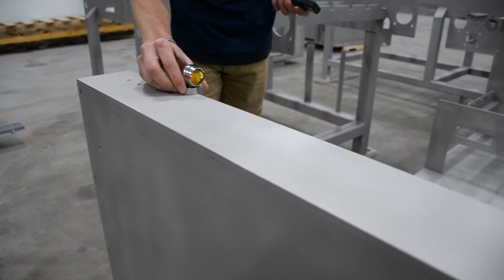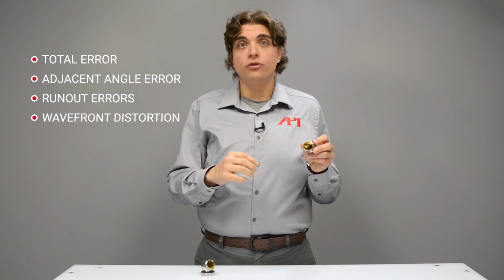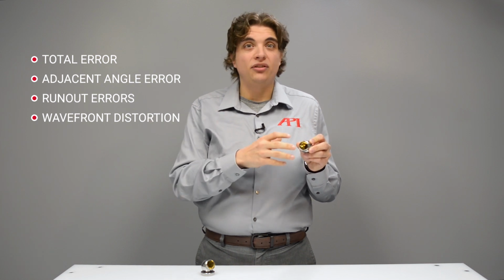The corner cube reflector can also be damaged through routine use. Over time, the adhesive that holds the three pieces of glass together can degrade. While this can lead to the retroreflector becoming dislodged from the sphere, the bigger concern is a subtle shift that changes the angle of the reflector. If this angle changes, it can affect the shape of the laser when it is reflected back to the tracker. This can lead to a host of errors, including total error, where the beam is reflected out of shape that the tracker can read, adjacent angle error, which leads to runout errors when the tracker tries to find the center of the SMR, and wavefront distortion, where the panels are not perfectly flat.